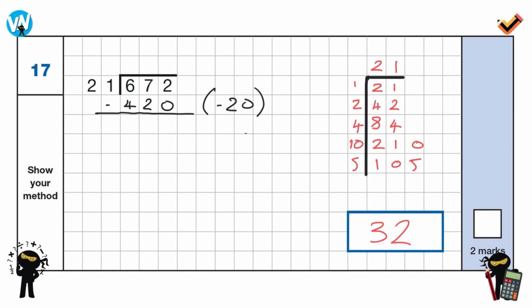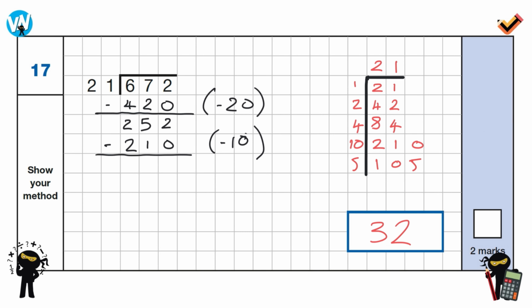All right, so I'll just go through it. 2 take away 0 is 2. 7 take away 2 is 5. 6 take away 4 is 2. All right, that leaves me with 200 and 52. Then I would take away 210, which is 10 lots.